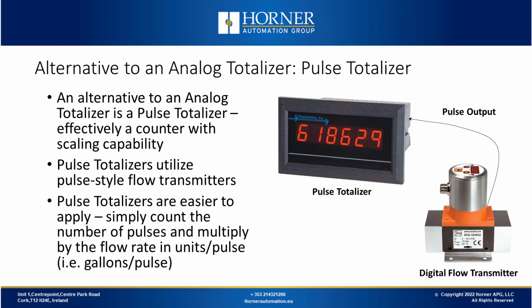Now, the pulse totalizer is a more common application and is an alternative to an analog totalizer. It's a counter that can scale the input. For example, if you have a flow transmitter, but instead of that flow transmitter putting out an analog signal, it might put out a pulse train or a certain number of pulses per gallon of flow. A pulse totalizer is quite a bit easier to apply than an analog totalizer because it must just count the pulses and multiply by the scaling factor.